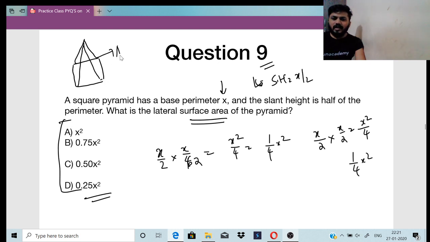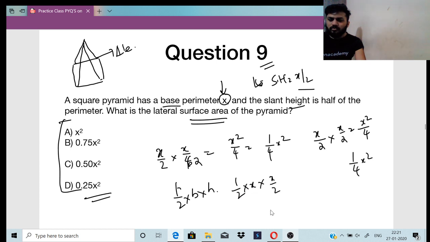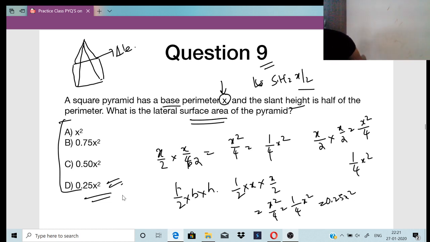Square pyramid is nothing but a triangle, right? So half into base into height. Base is given as x, height is given as x by 2. So half into x by 2, which is nothing but x square by 4, which is 1 by 4 x square, 0.25 x square. Option D. Understood everyone? So it is 0.25 x square.